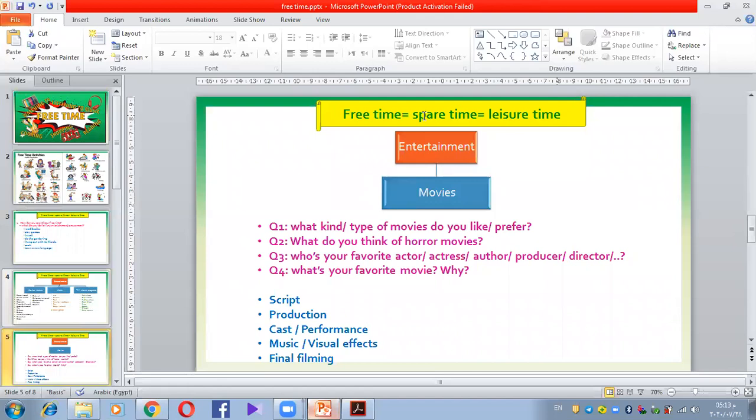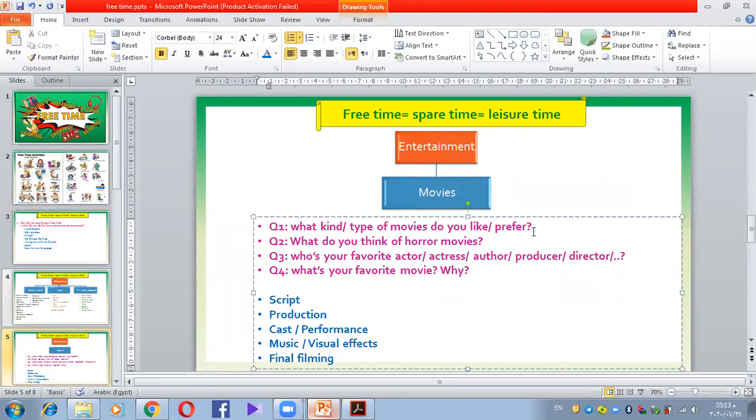What are the questions that are related to movies? What kind or type of movies do you like or prefer? For example, I can say I like comic movies, or I prefer comic movies. What do you think of horror movies? I don't like them. I like them. For example, you can say I hate them. It's up to you.